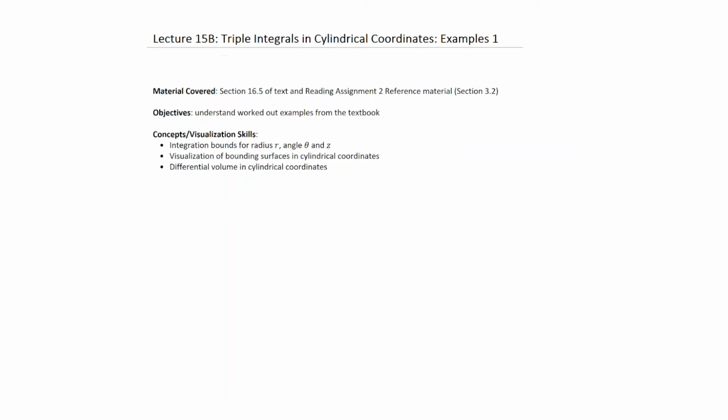The objectives are to understand worked out examples from the textbook, and again, the concepts and visualization skills are integration bounds for radius r, angle theta and z, visualization of bounding surface in cylindrical coordinates, and the differential volume in cylindrical coordinates. And as usual, the second slide basically is just a summary of the slides to follow, so we'll just move on.